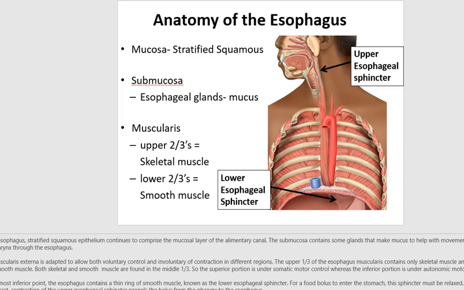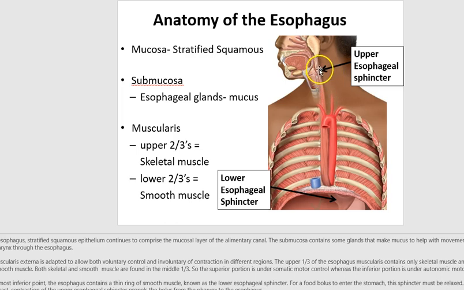And the muscularis externa is highly adapted to allow both voluntary control and involuntary control of muscle contraction, depending on what region. So the upper 1/3 of the esophagus, in the muscularis, there's only skeletal muscle. In the lower 1/3, there's only smooth muscle. But in the middle, there's both skeletal muscle and smooth muscle. So the superior region is under voluntary somatic control, whereas the inferior most region is under only autonomic motor control. Kind of interesting.